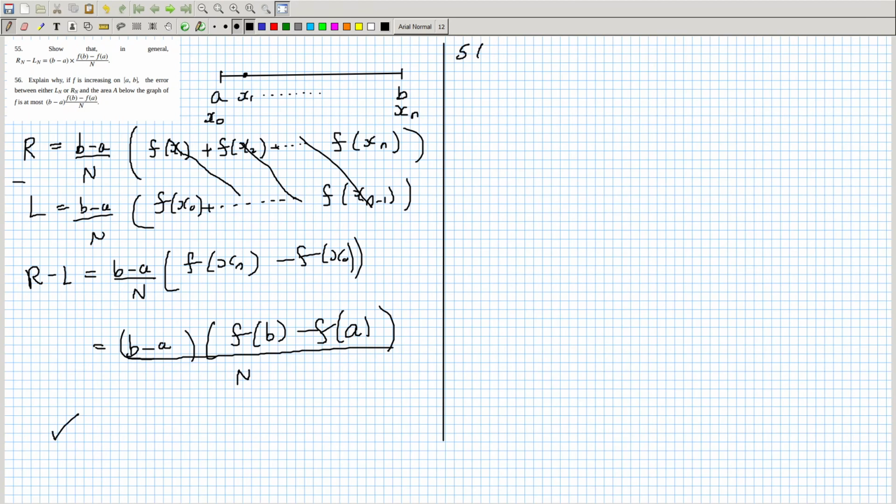And then 56. Explain why, if f is increasing on AB, the error between the left and the right for the area A below the graph is at most that. So, okay. Let's say it starts here at A, which I'll call x0, and we'll go to B, which we'll call xn, and it's increasing.